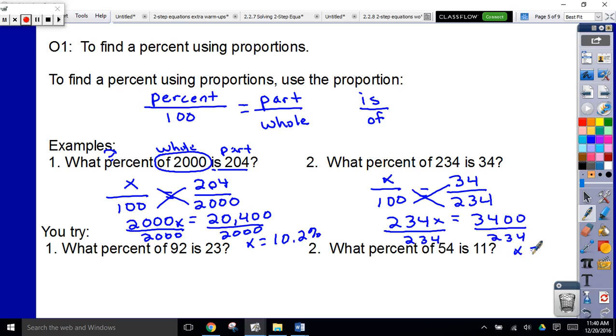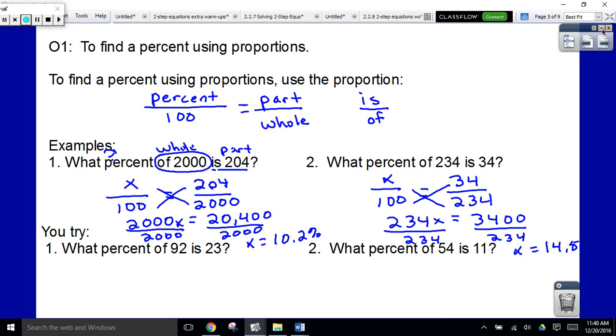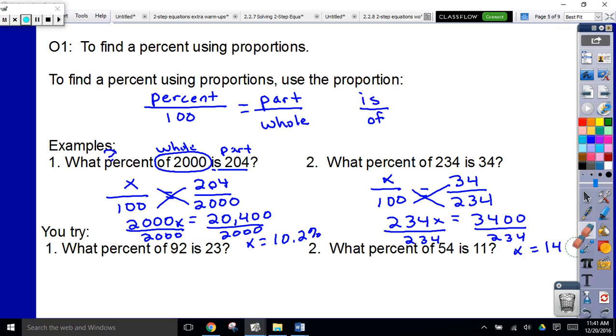And I get, if you did this on a calculator, anyone have the answer ready? Megan? Good. It's 14.5. This isn't going to show up because it's blue on blue, but you should have a percent there. 14.5%. Sorry, my 5 looks a little weird too. Let's fix that. 14.5, and then there should be a percent sign.